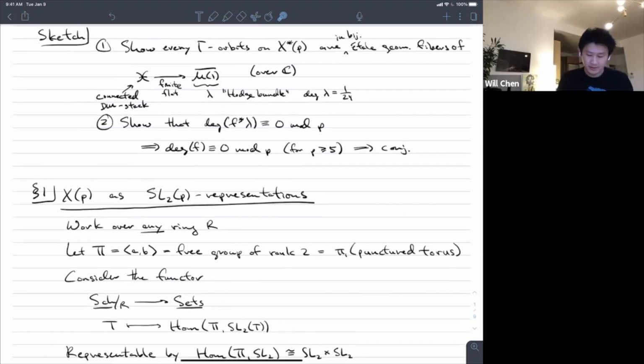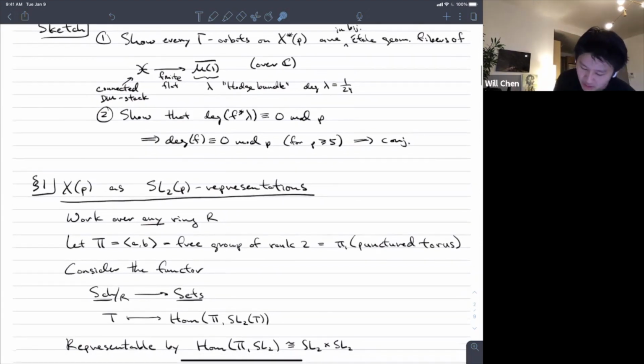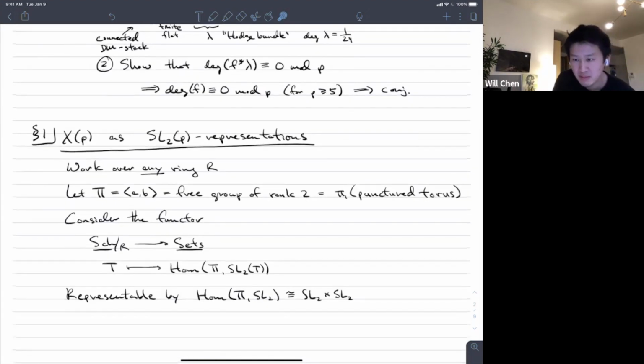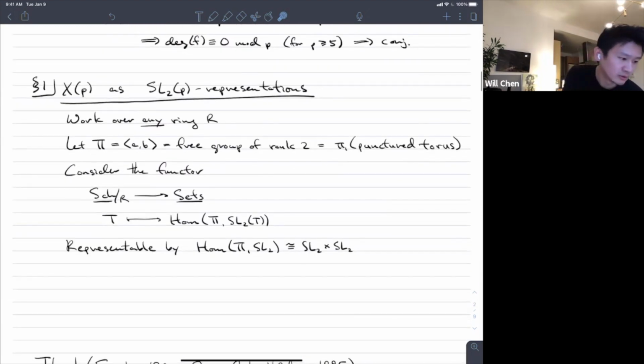Okay. So X of P as SL2 P representations. I'm going to describe now how to think of the F_P points of the Markov surface as actual SL2 P representations, in this case, of a free group of rank 2. And everything here is actually going to hold over any ring R.